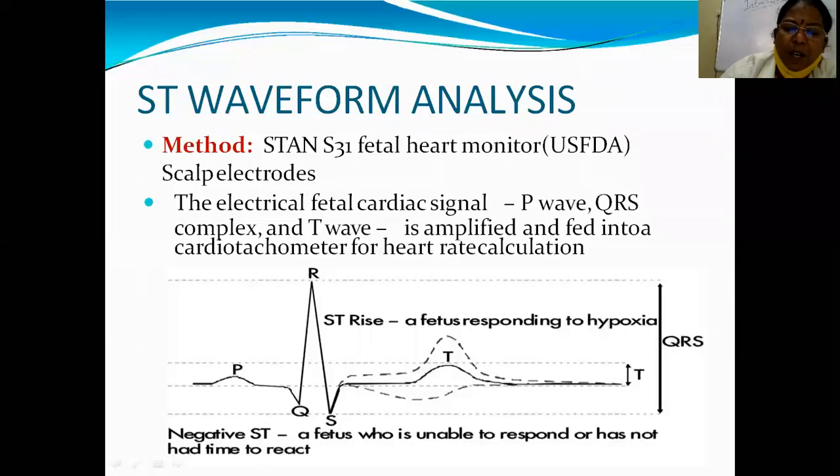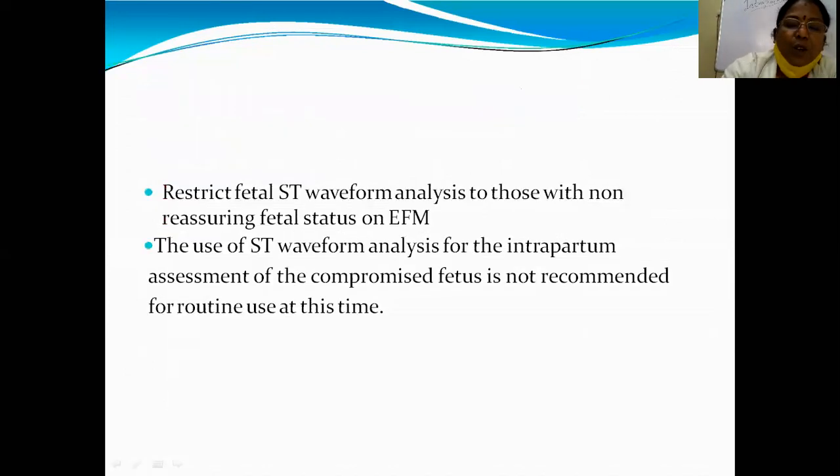If there is a T wave change, and a negative ST, that means a fetus who is unable to respond and has not had the time to react. Restrict fetal ST waveform analysis to those with non-reassuring fetal status on electronic fetal monitoring. There only we can go for this. The use of ST waveform analysis for the intrapartum assessment of the compromised fetus is not recommended for routine use at this time.